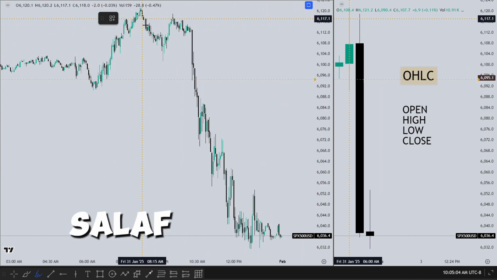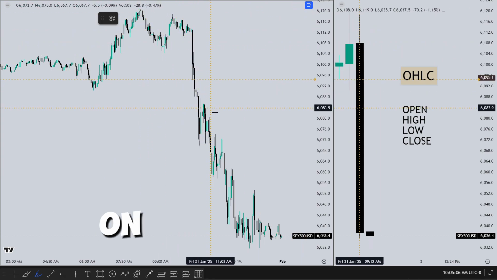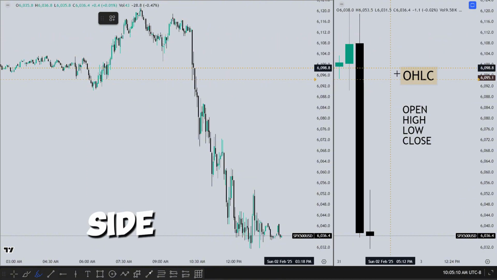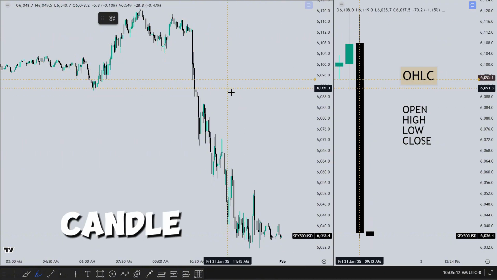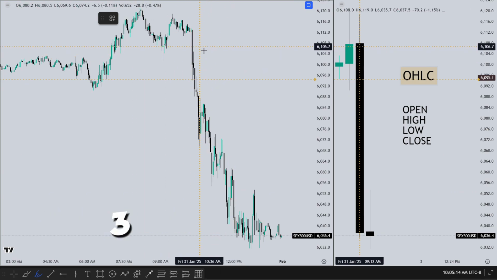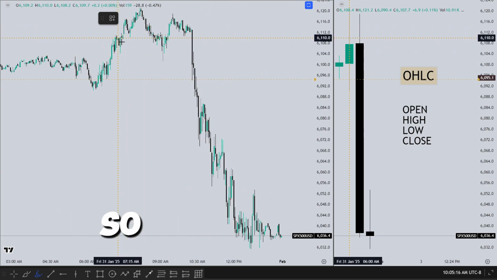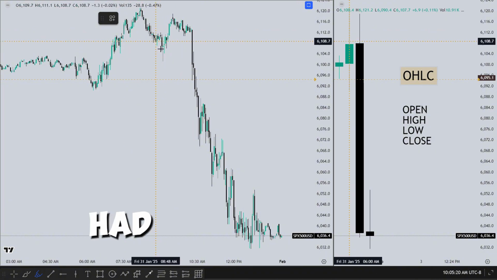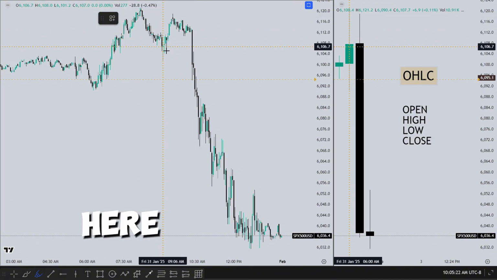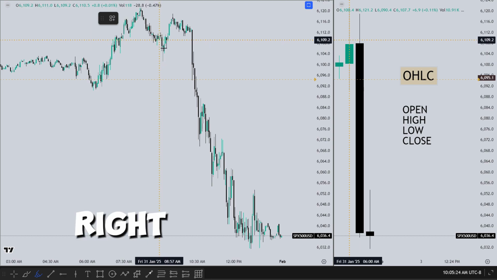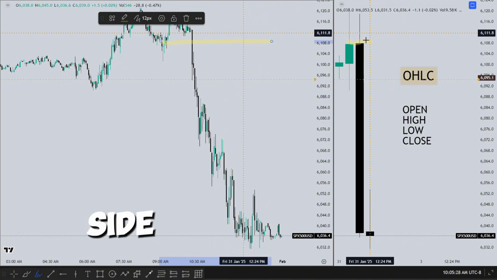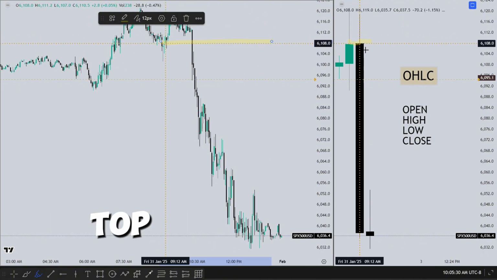For example, the sell-off we had on Friday on SPX or SPY, you can see here on the right side I have a 3-hour candle. On the left side I am watching 3-minute candles. So for this specific example, we had this low right here, which if you can look on this side, it's basically going to be the top of these 3-hour candles.